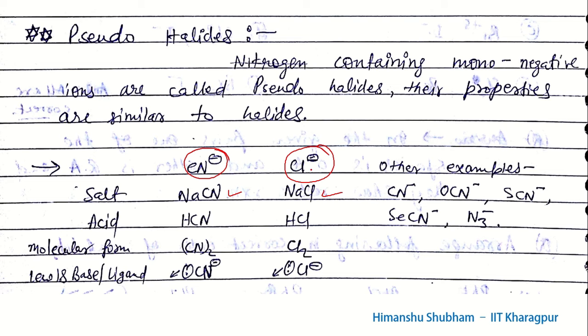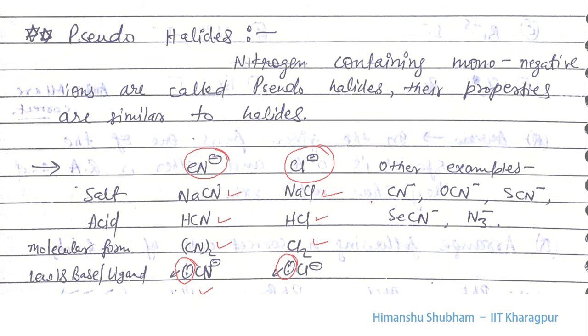Similarly, Cl minus forms an acid, HCl, and in the same way CN minus also forms an acid, that is HCN. The molecular form of the halide is Cl2, and similarly the molecular form of CN minus is (CN)2. Now Cl minus behaves as a Lewis base because it has lone pairs of electrons. Similarly CN minus also has a lone pair of electrons, so it also behaves as a Lewis base. So we can understand how there is similarity between the halide and pseudo halide, and why the name pseudo halide is given to these kinds of ions.